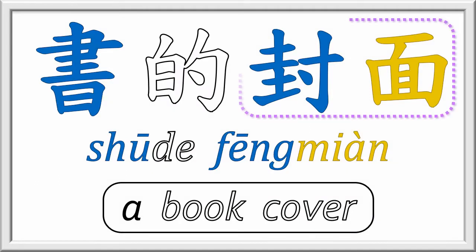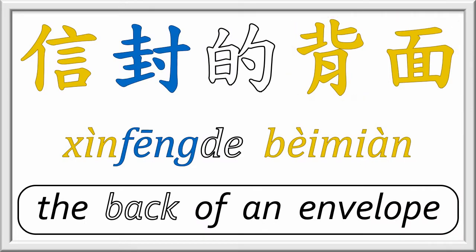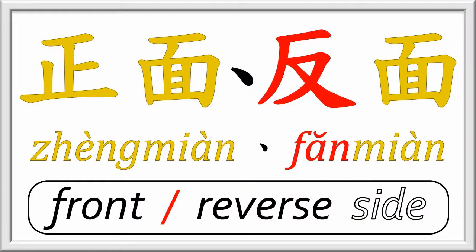封面 is the cover of a book, magazine, financial report, and the like. 书的封面, a book cover. 背面 would be the back of anything. 信封的背面, the back of an envelope. 上面, 下面, the upper side or underside of an object, or that could also simply mean on or under a table, for example. 正面, 反面, the front or reverse side of something.